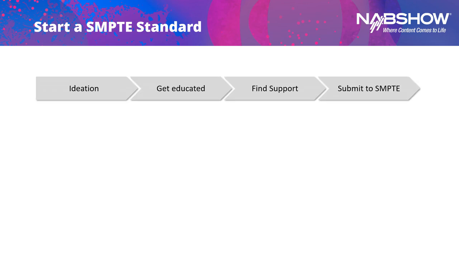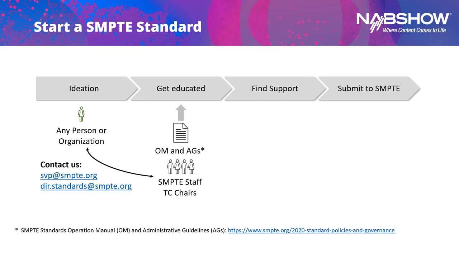So how do you start a standard? There are really 4 phases in my view. There's the ideation. Anybody can come to SMPTE and start an interoperability project based on an existing or new technology. Any person or organization can do that. Contact us. We will tell you to get educated. There's the Operations Manual, the OM, and the AGs, administrative guidelines, which support the OM. We recommend that you read that. There's a whole standards process in there, so that you understand how you start a project and how it goes through the organization.